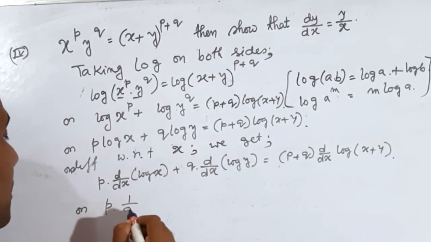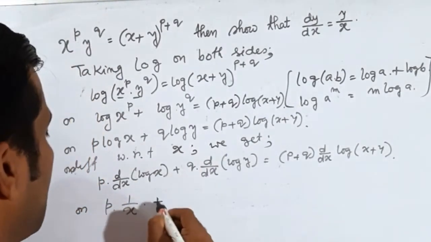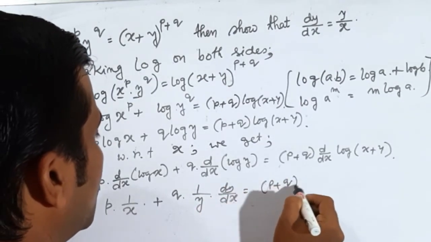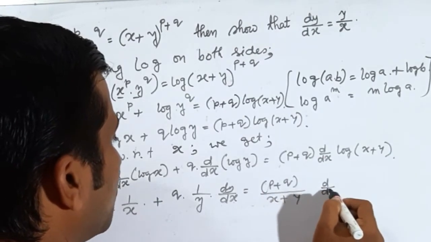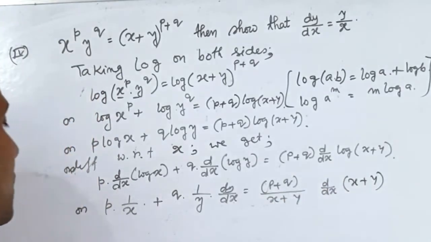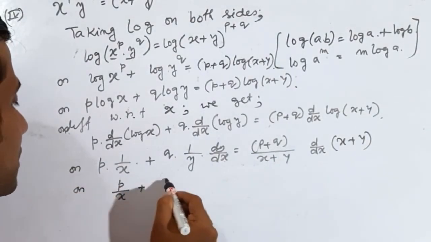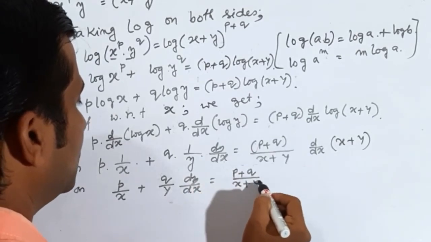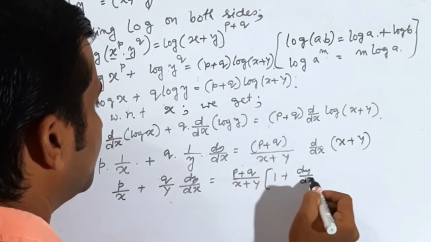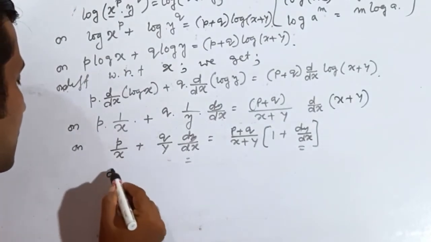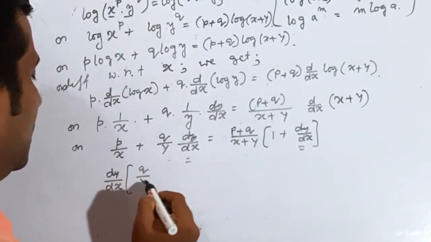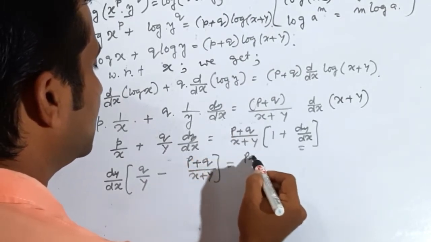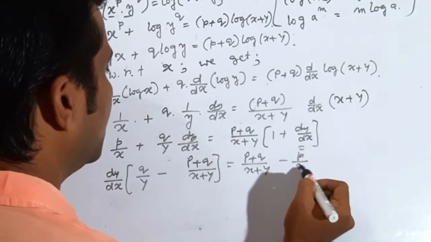or p log x differentiation is 1 by x, this is 1 by y dy/dx, this is (p+q) by (x+y) into d/dx of (x+y), or p/x + (q/y) dy/dx = ((p+q)/(x+y)) (1 + dy/dx). Changing, we get dy/dx (q/y - (p+q)/(x+y)) is equal to (p+q)/(x+y) - p/x.